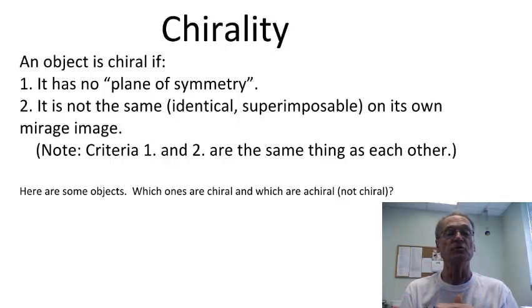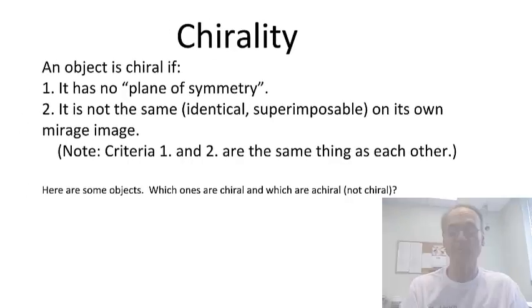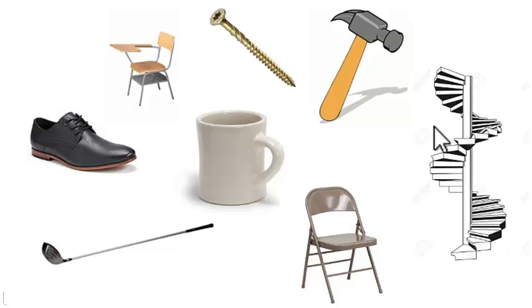So there are two criteria: no plane of symmetry, and/or not the same as its mirror image. And as noted here, those criteria are the same as each other. They're just different ways of stating the same thing. Now here are some objects. Take a minute and see if you can use what I just told you to determine if they are chiral or not. Some of these objects are and some of them are not. So if you want to pause the video for just a minute and see what you think.